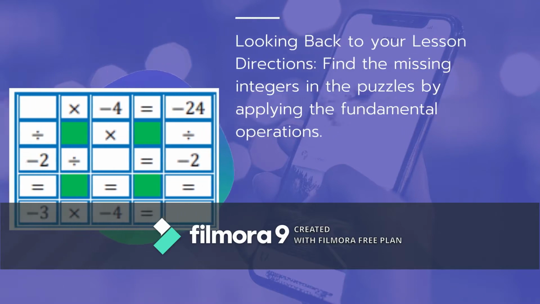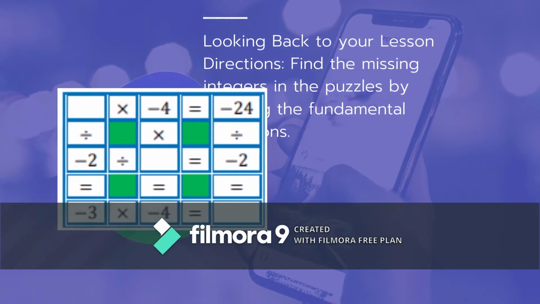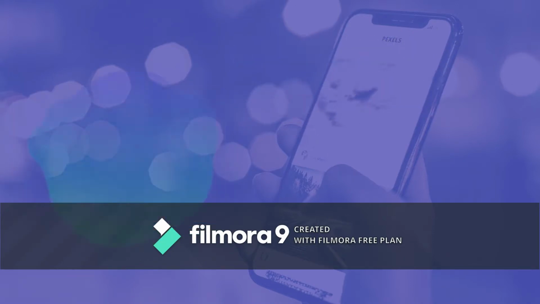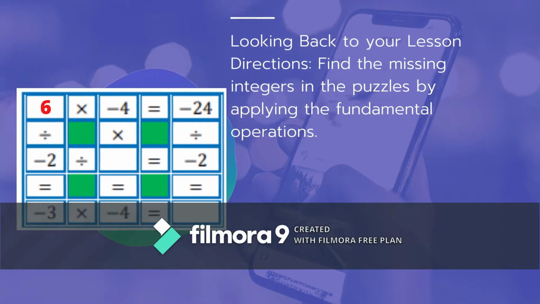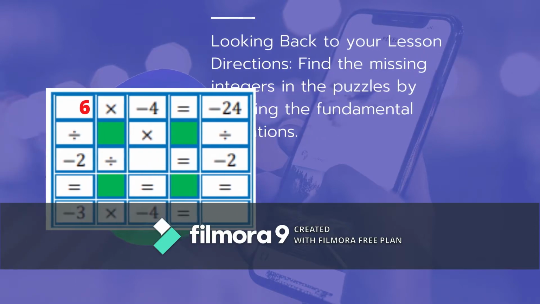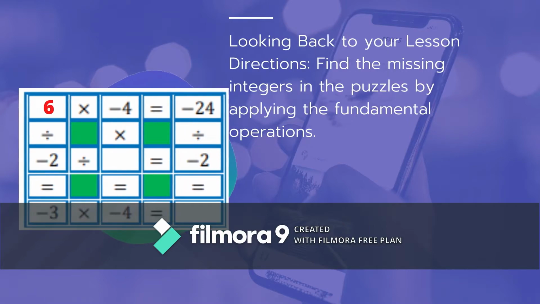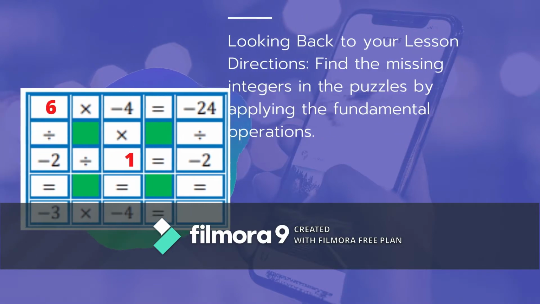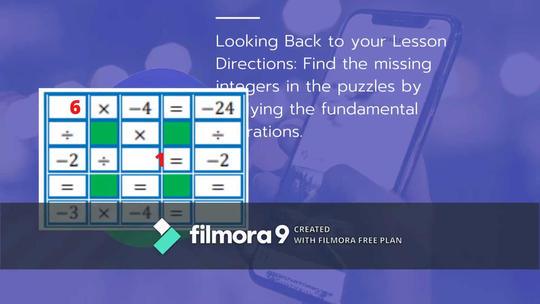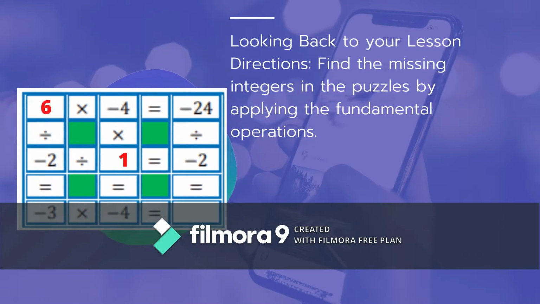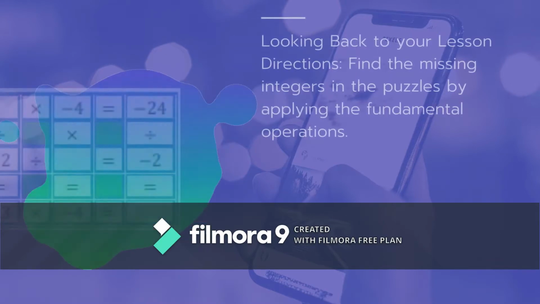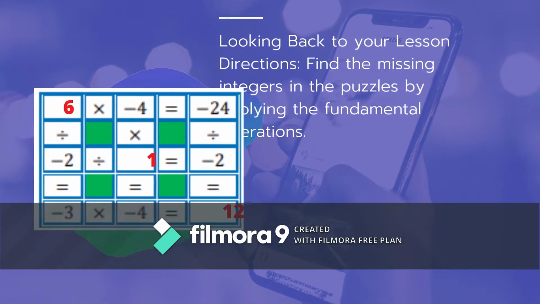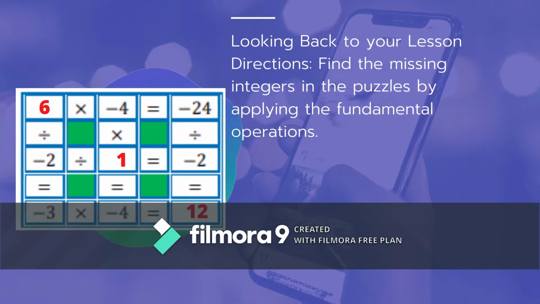Now, let us have the second puzzle. Let's start across. Six times negative 4 is equal to negative 24. Across, negative 2 divided by 1 is equal to negative 2. Across, negative 3 times negative 4 is equal to positive 12. And negative 24 divided by negative 2 is equal to positive 12.